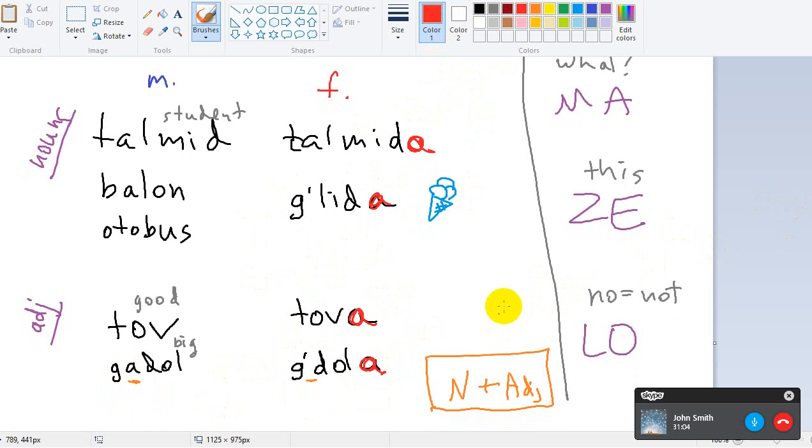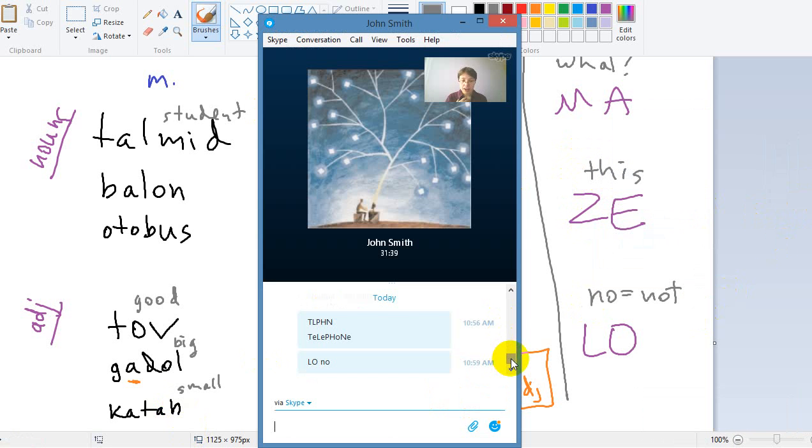You could also take another. GADOL was big, KATAN is small, the opposite. KATAN, small, little. Now, how do you say this is a small balloon? Ze balon katan. This is a small little girl student. Or no, I am not a little girl student, I could say about myself. How did we say I? Remember? I was here.